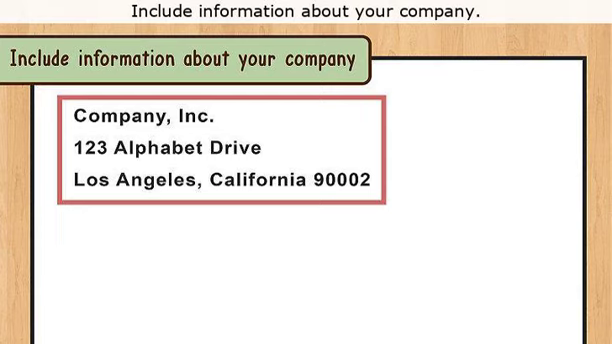If you're typing out the address, it should appear either right or left justified at the top of the page, depending on you and your company's preference. If you're sending the letter to an international location, type out the country in capital letters.